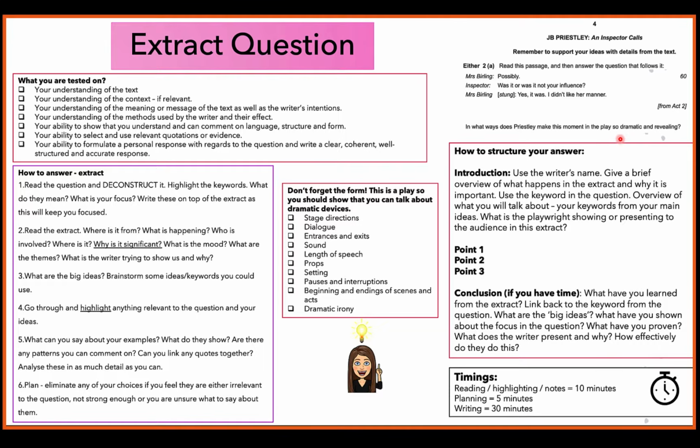In what ways does Priestley make this moment in the play so dramatic and revealing? So obviously your keywords here are dramatic and revealing, and that's what you're trying to prove. You're trying to prove the different ways in which he does that.